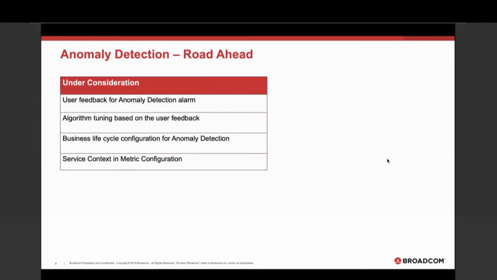Last but not the least is bringing in service context. So today it's all around the source applications, the source products, that we are allowing users to create metric groups or metric configurations and then enable anomalies over it. We are looking forward to introducing service context, where users can come in and configure metrics and metric groups based on this service context.